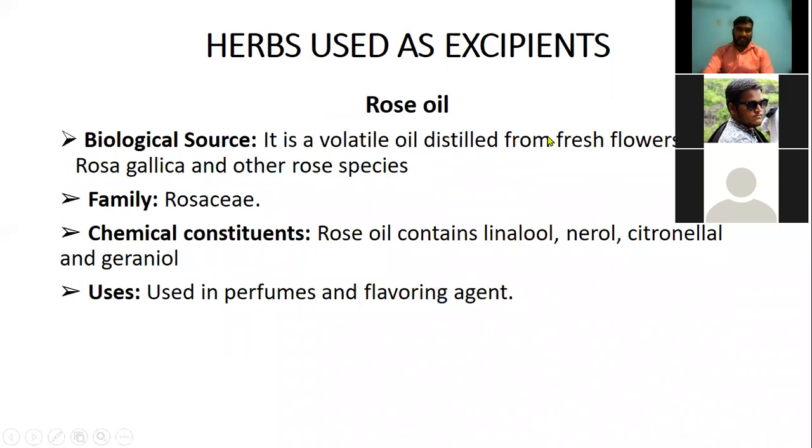Then another example is rose oil. It is obtained by distillation from the fresh flowers of Rosa gallica and other rose species. It belongs to family Rosaceae, and the botanical name is Rosa gallica. Rose oil contains chemical constituents such as linalool, nerol, citronellol, and geraniol.